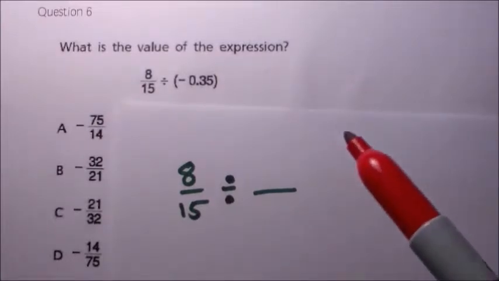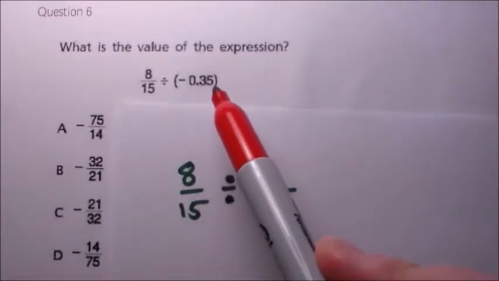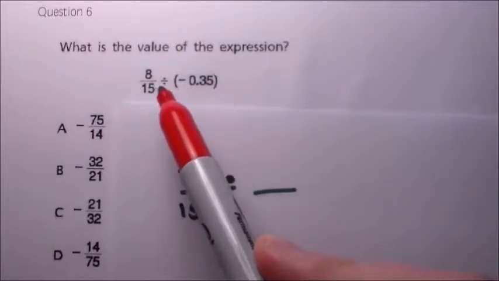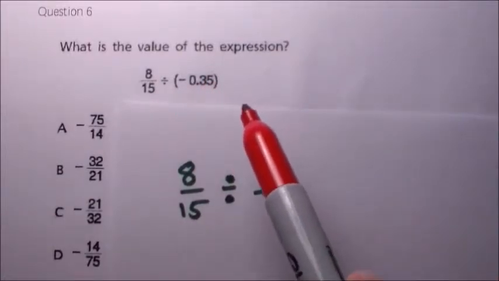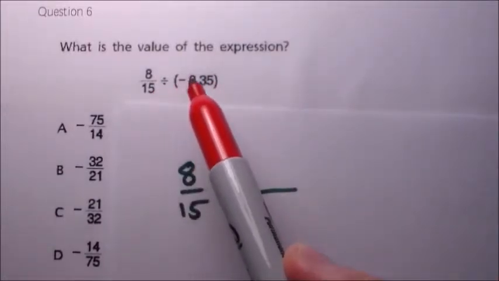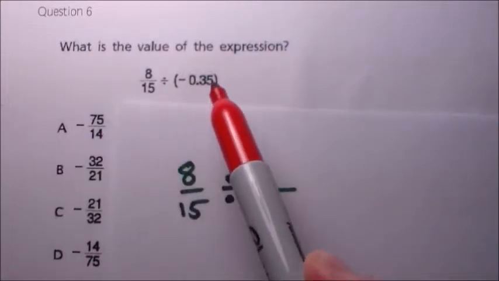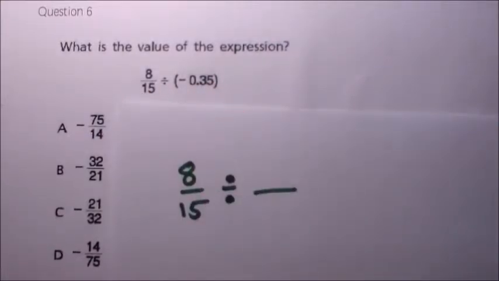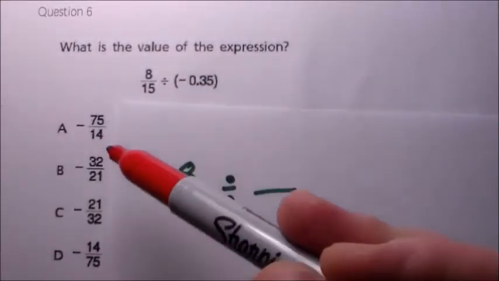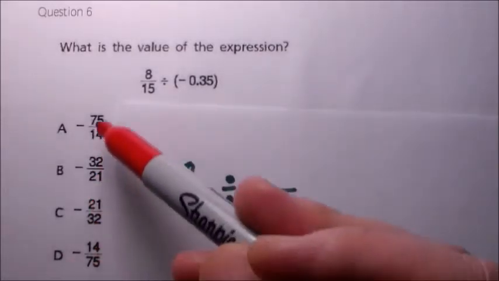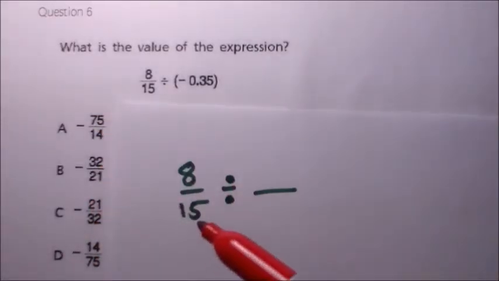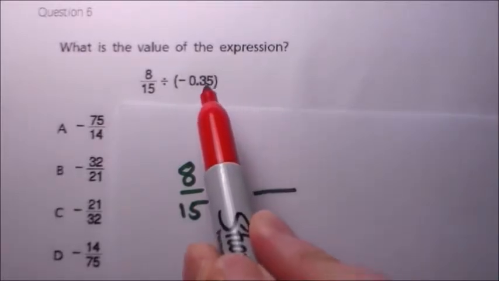And what do we do? Well, we have to convert one of these numbers to the other form, right? Because we can't deal with fractions and decimals. We have to deal with fractions and fractions or decimals and decimals. And because all our answers are in fractions, I think it's a lot easier to work with fractions. So let's just turn this into a fraction.